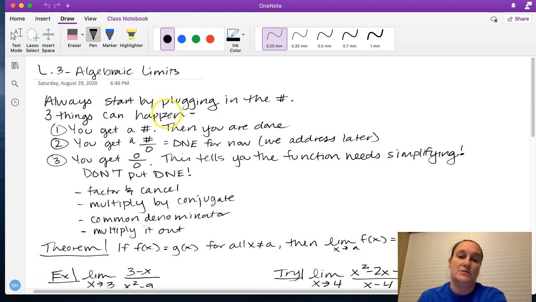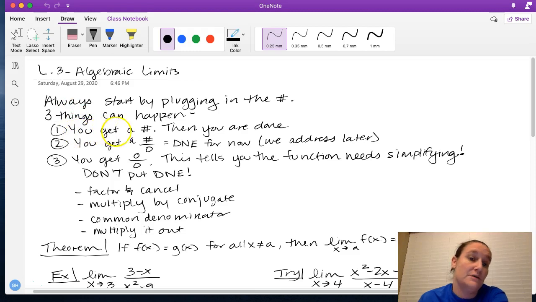You always start by plugging in the number. So we talked about that last time with the properties of limits. If your function is continuous, you just plug in the number, you're done. But when you plug in the number, so as x goes to 2, you're going to plug in 2. When you do that, three things can happen.